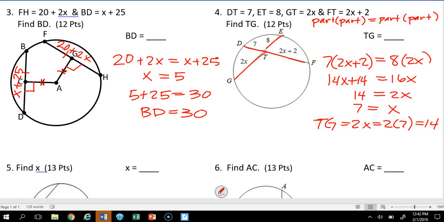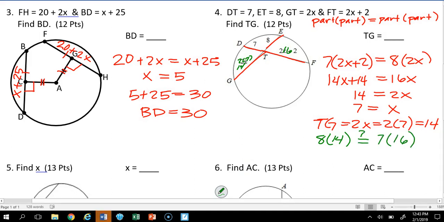So what we would have done up here if we were checking this is we would have done 8 times 14. And what we want to see is that equal to, and I said 8 because the 8 here, and this is 2 times 7, which is 14. And then down here, it's going to be 2 times 7 plus 2. And 2 times 7 is 14 plus 2 is 16. So the question we're asking ourselves is, is 8 times 14 the same as 7 times 16? And the answer is yes, both of those are 112.